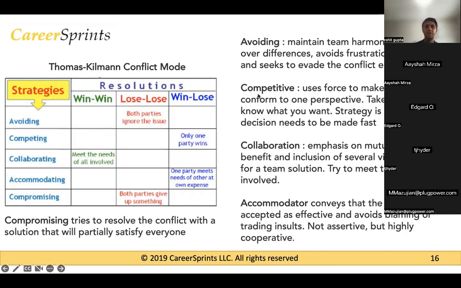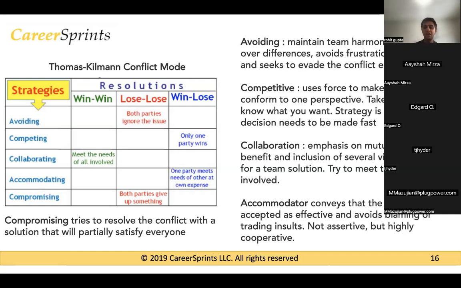Next is being competitive. Competitive is, like the word suggests, you are in compete mode. You want to win the argument. You want to prove that you are smarter, you are better, you are more knowledgeable, and so on, right? So you are going to use force to make team members conform to one perspective. This could also be because you are higher up in the organization and you have power over the team. So you are making other people bend to your wishes and the way you want things to be done.